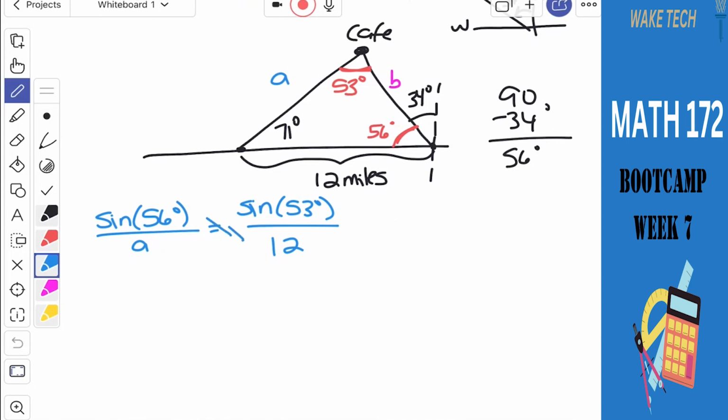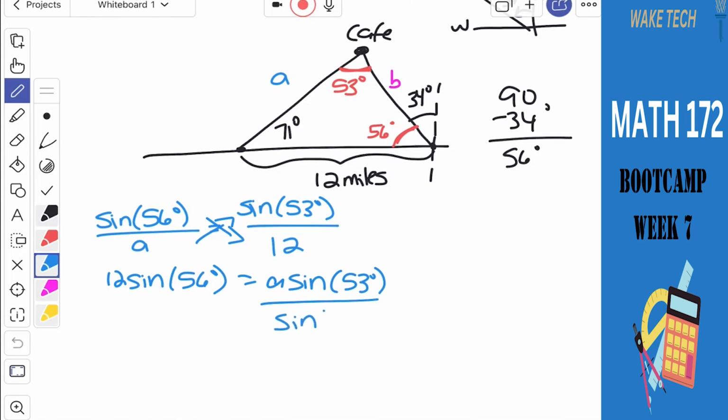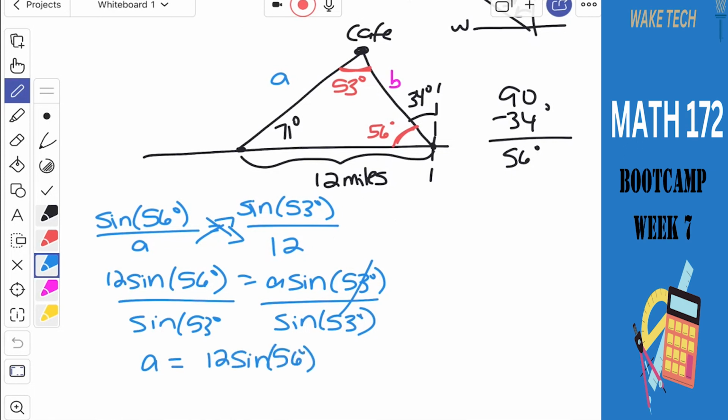Cross multiplying now, we get 12 sine 56 equals A sine 53. To solve for A, we'll divide both sides by sine 53, which tells us that A is equal to 12 sine 56 over sine 53.